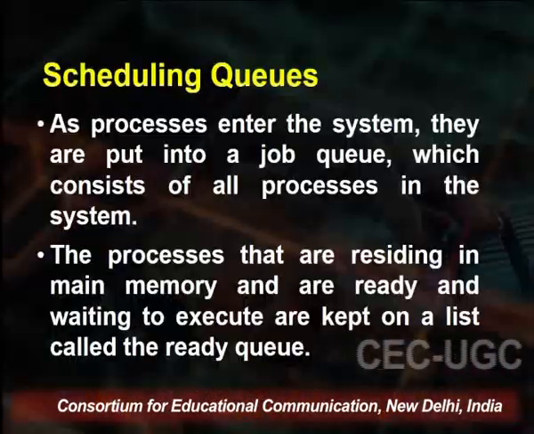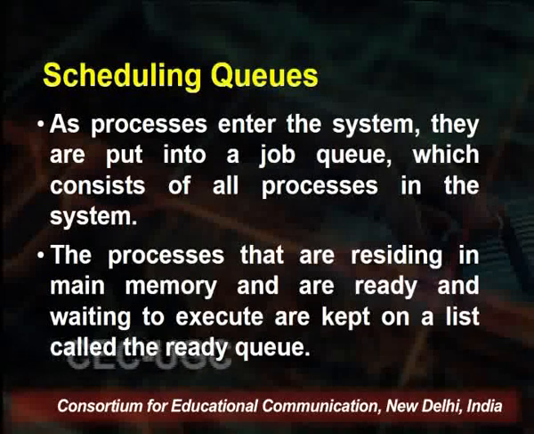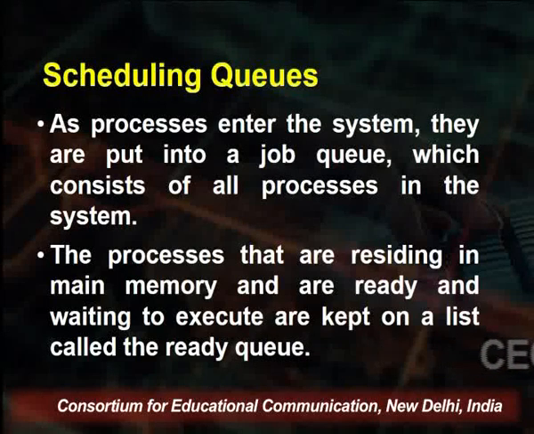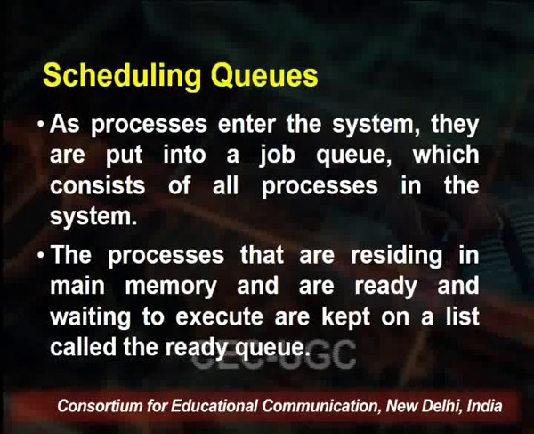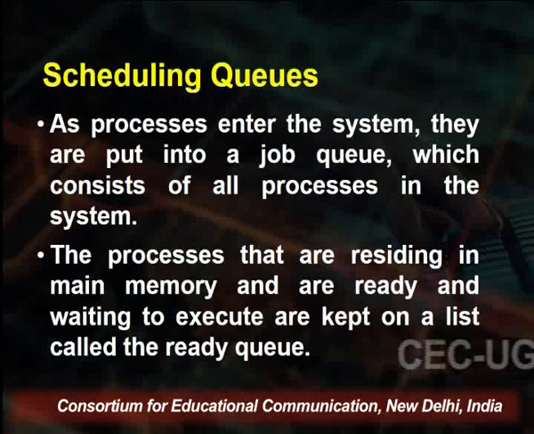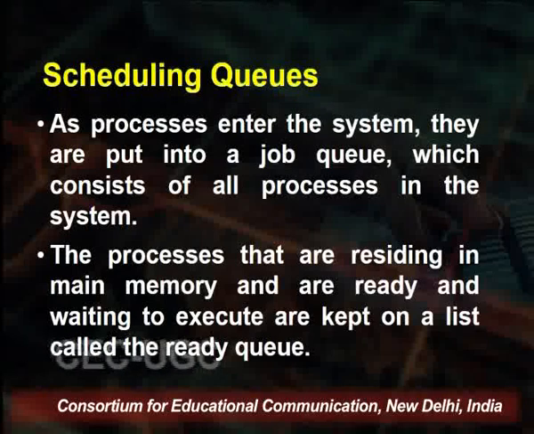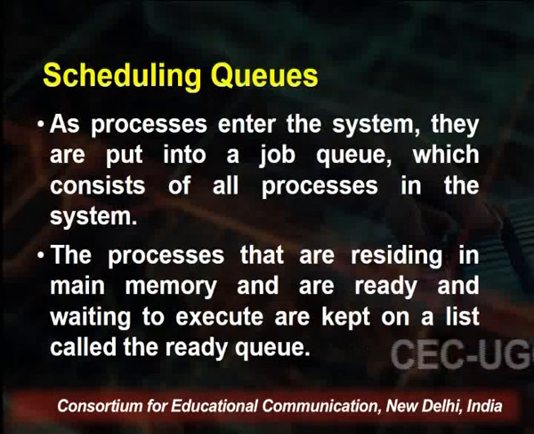So, let us try to explore the concept of scheduling queues. As processes enter the system, they are put into a job queue which consists of all the processes in the system. So, when your process takes entry, it is put inside a common queue consisting of all the processes in the system. The processes that are residing inside the main memory and are ready, waiting to get a CPU cycle, are kept on a list called the ready queue.